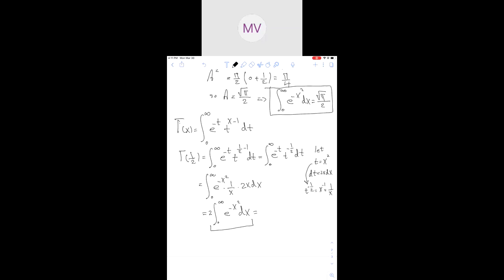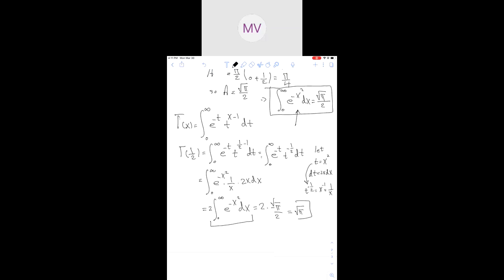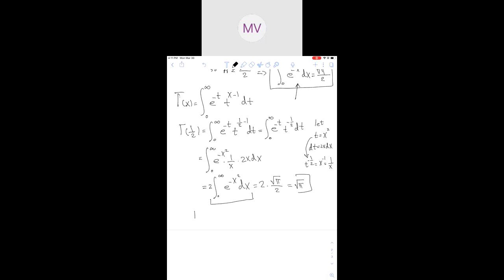Now we can see why we found this guy. Right? We already found the value of that integration. So it's 2 times root pi over 2. 2 and 2 cancel. There you go. You have the gamma of half. Thus, gamma of half is square root of pi. Okay.